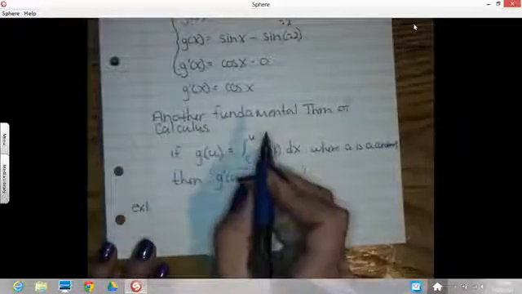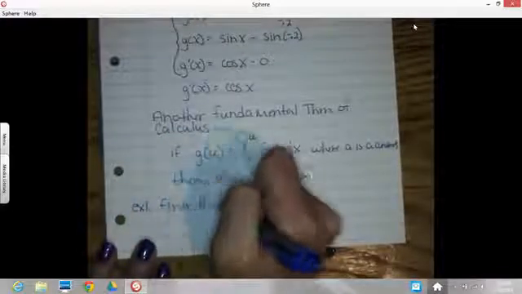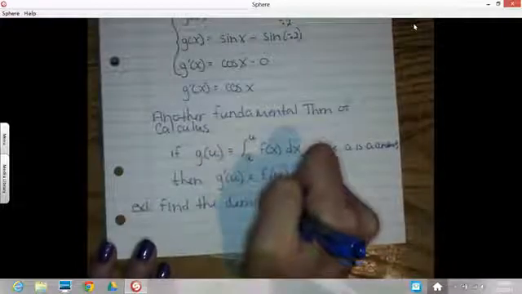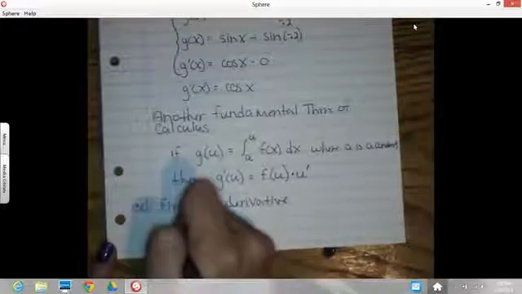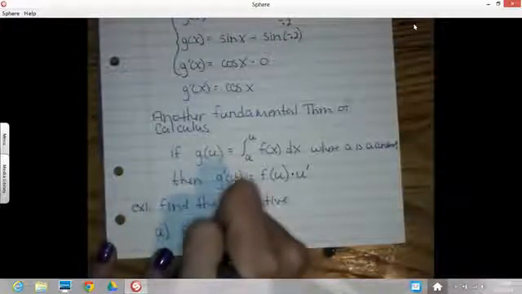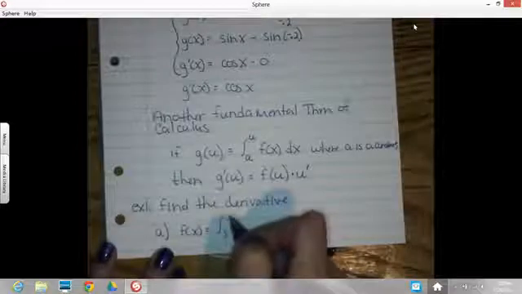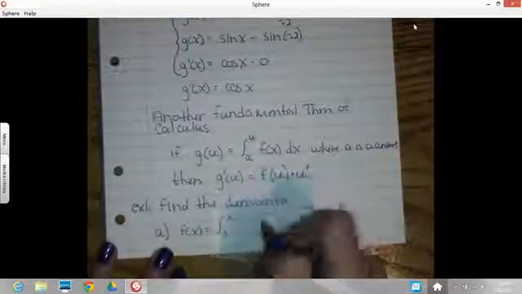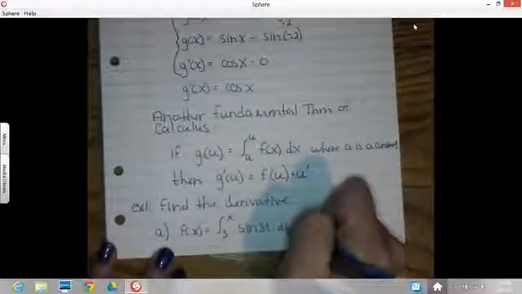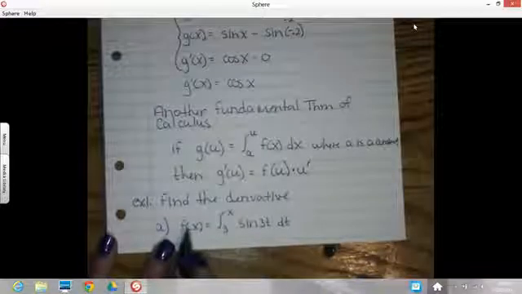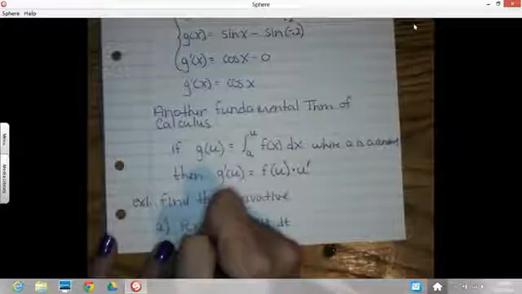So here we go. We're going to find the derivative. Notice the directions are find the derivative. If f of x equals the integral from 3 to x, so we've got our constant to our variable, of sine 3t dt. Okay, I'm looking for f prime of x, not f of x. I want the derivative of f of x. So f prime of x, okay, I know this is a shortcut.